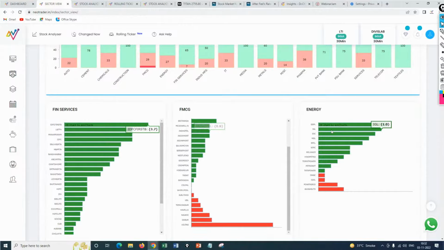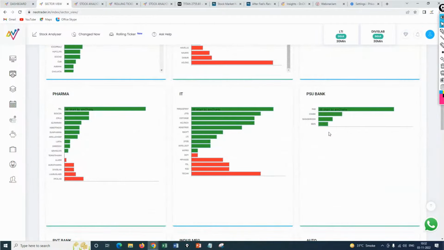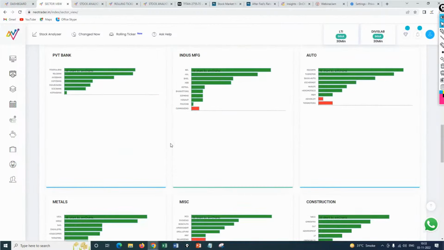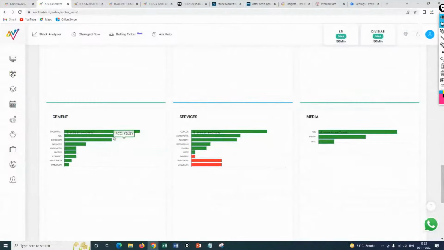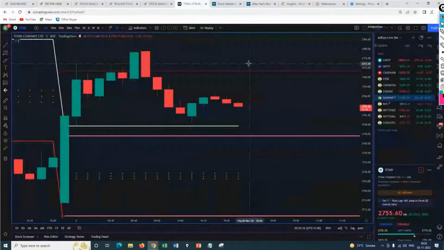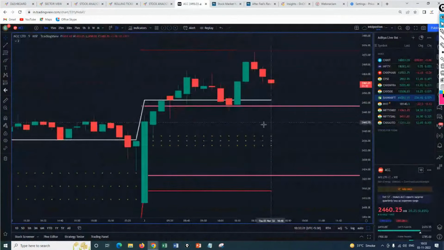FMCG, energy, PSU, PNB, Can Bank, PNB is leading. In private bank, RBL and Federal Bank are leading. In the industrial sector, BEL and HAL, the defense stocks, are leading. In cement, I have Dalmia Bharat and I have ACC. We saw this chart of Dalmia Bharat. Let us go and see ACC. What is happening in the ACC chart? Let us check out. And I can see that ACC also moved.